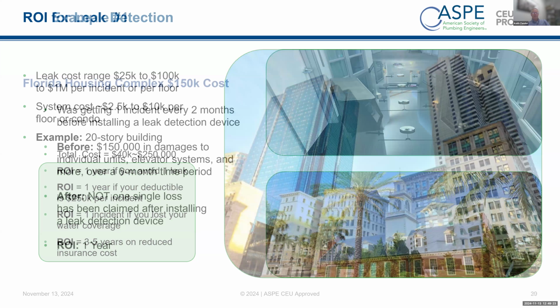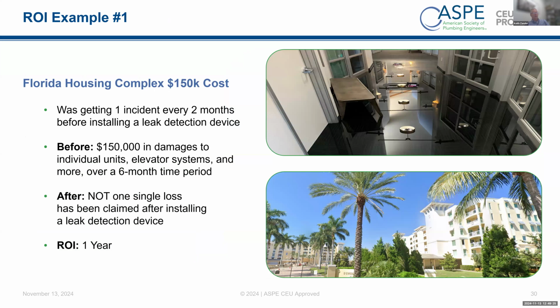Florida housing complex, these guys were getting leaks. The building was probably 20, 25 years old by this time. The type of piping they were using, I think, was CPVC. The stuff was getting bad and the valves were going bad. Incident once every 2 months, $150,000 in damages to the elevator systems and individual units over a 6-month time period.